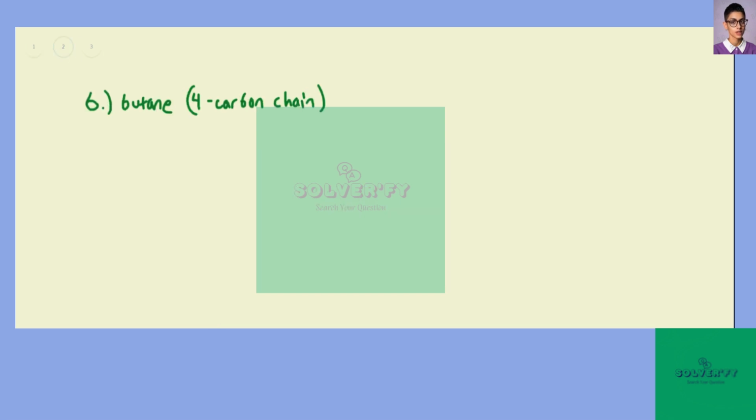Now let's look at butane. This is going to be a 4-carbon chain. So I'm just going to go ahead and draw my initial chain. That's our butane.